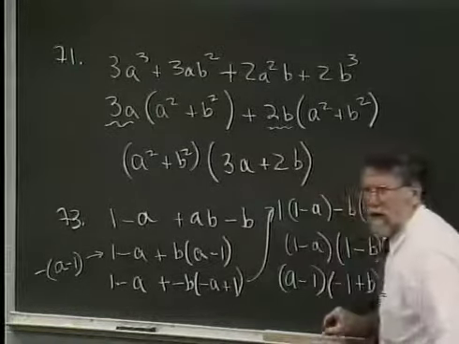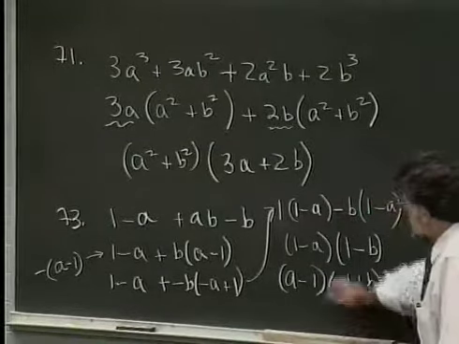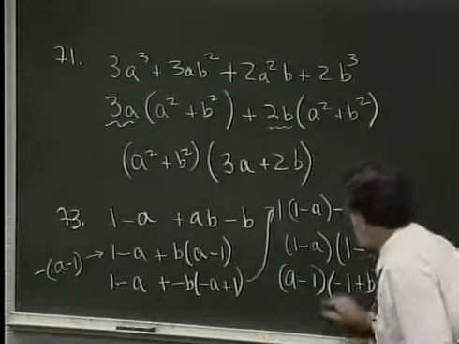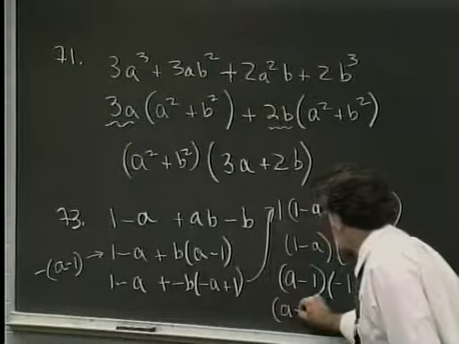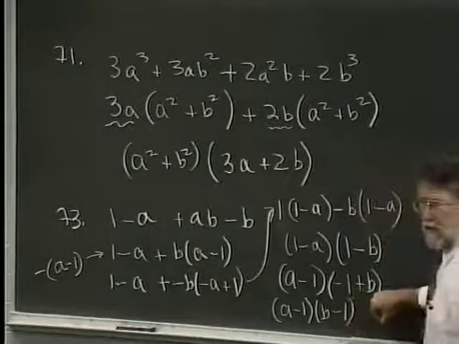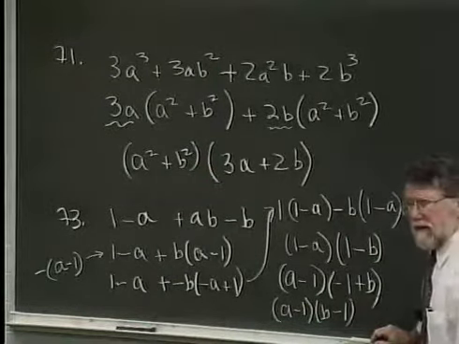And now the question, are those equivalent forms? That is 1 minus a times 1 minus b the same as, finally, a minus 1 times b minus 1, which is another way of writing that? And the answer is yes, that does work.